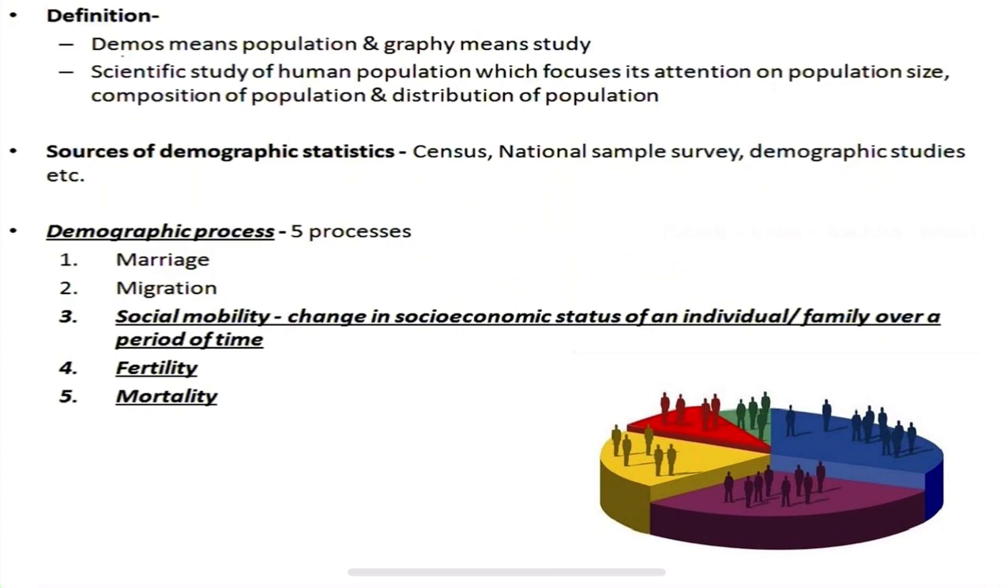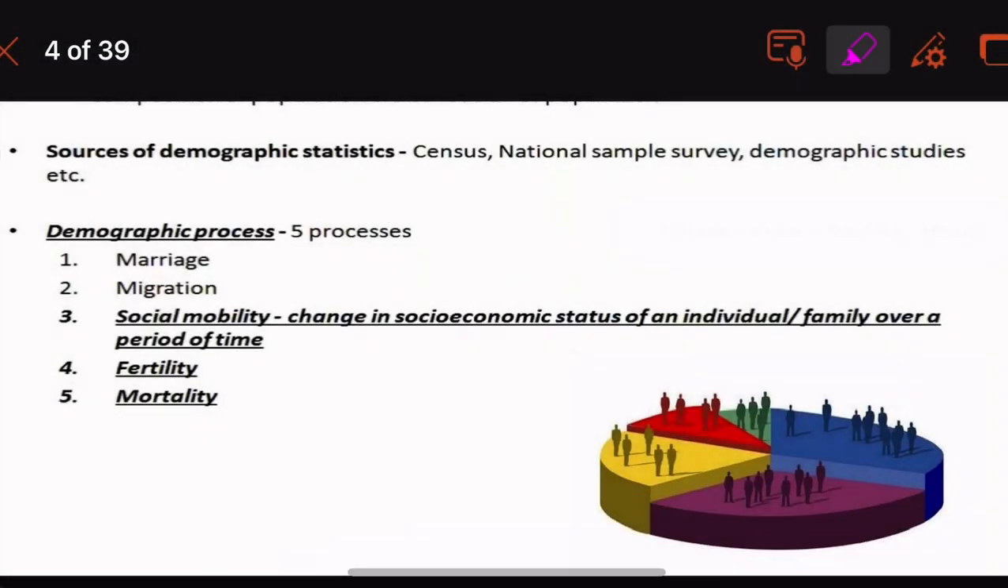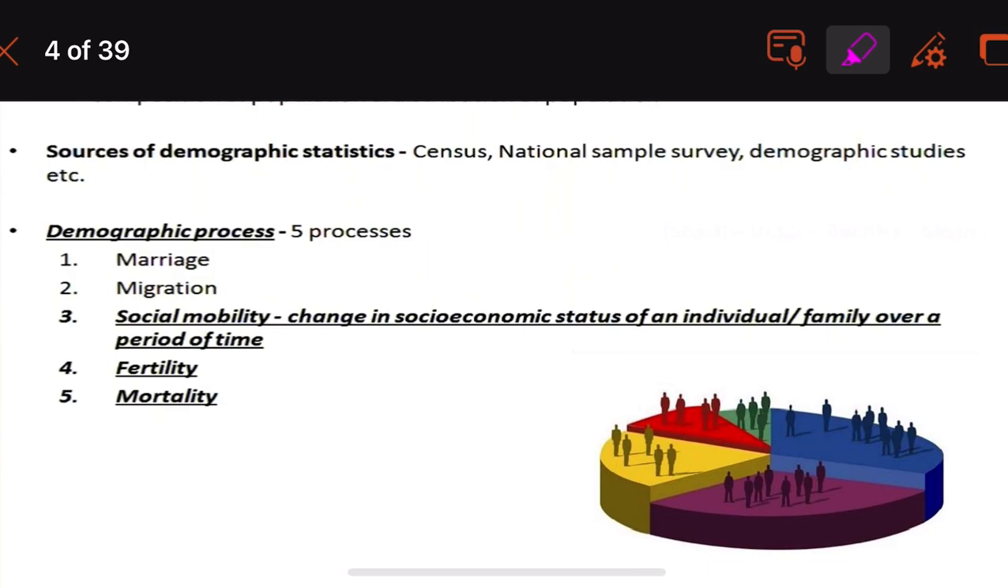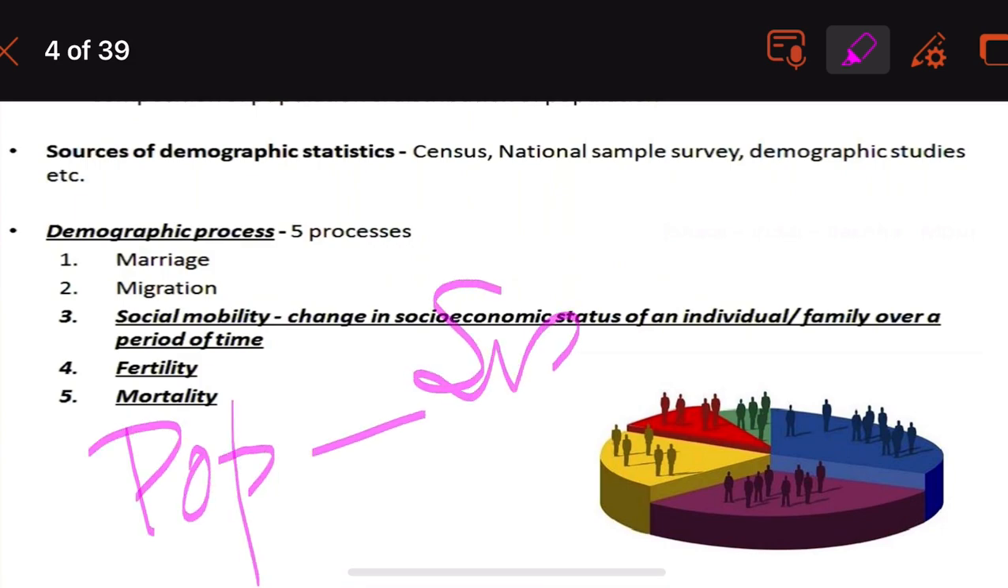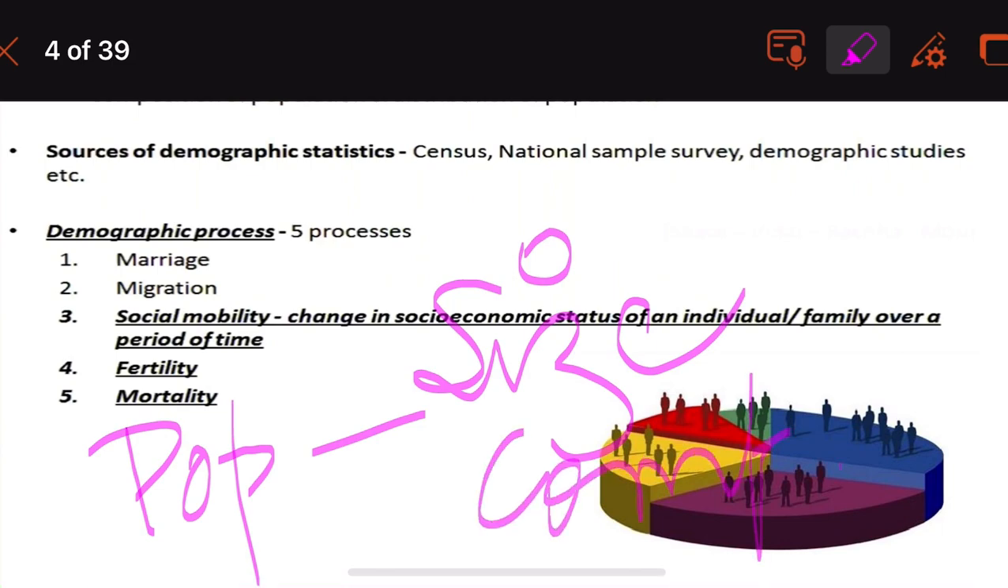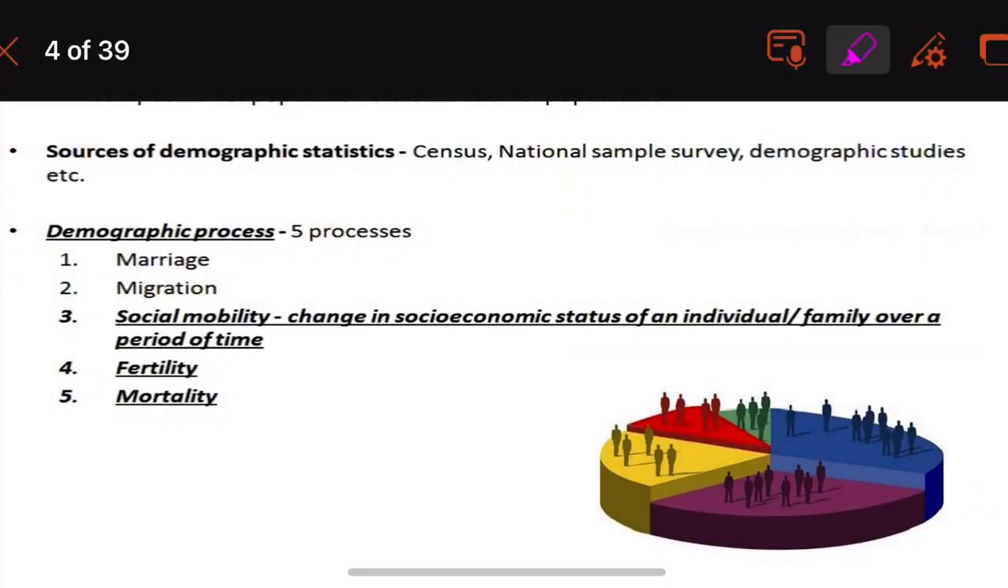which focuses its attention on the population size, composition of population and distribution of the population. So we see that the total attention of this demographic study is based on observable human phenomena, that is, change in the population size, change in the population composition, and the last one, distribution of the population in space.